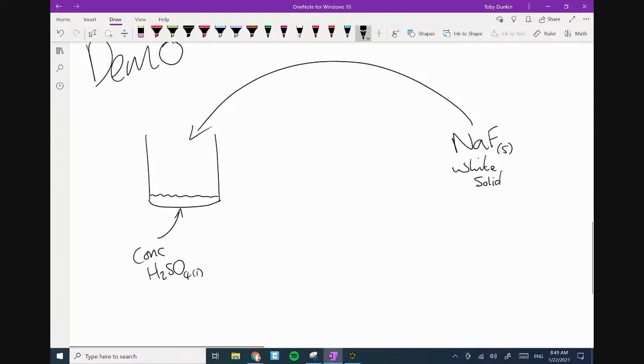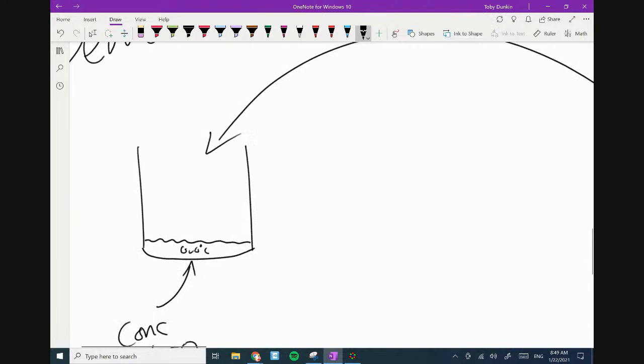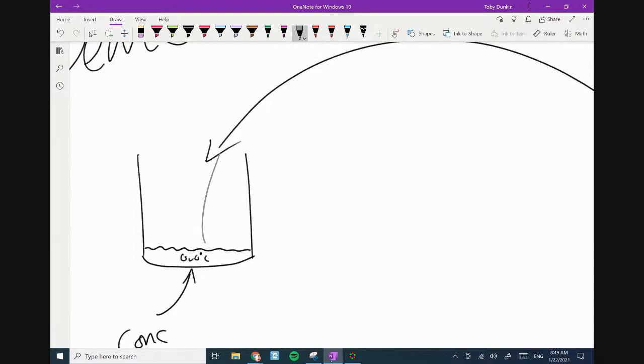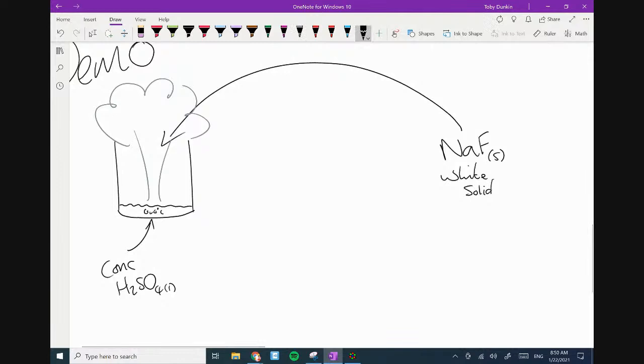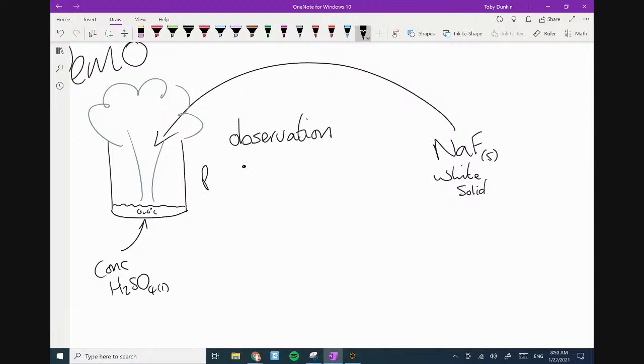We throw it in. And some of them land into it. And when the solid hits it, instantaneously, you get poof. White smoke. Observation. I'm going to ask you to write down: poof. White, misty fumes. Misty fumes, not smoke, it's fumes.